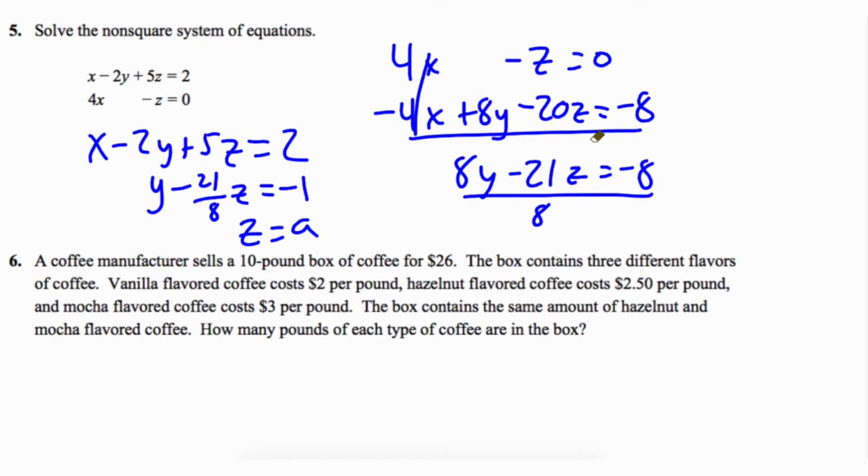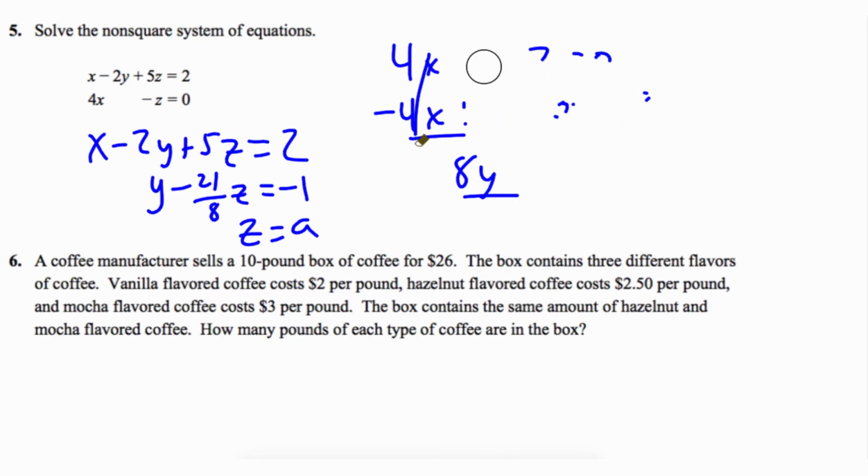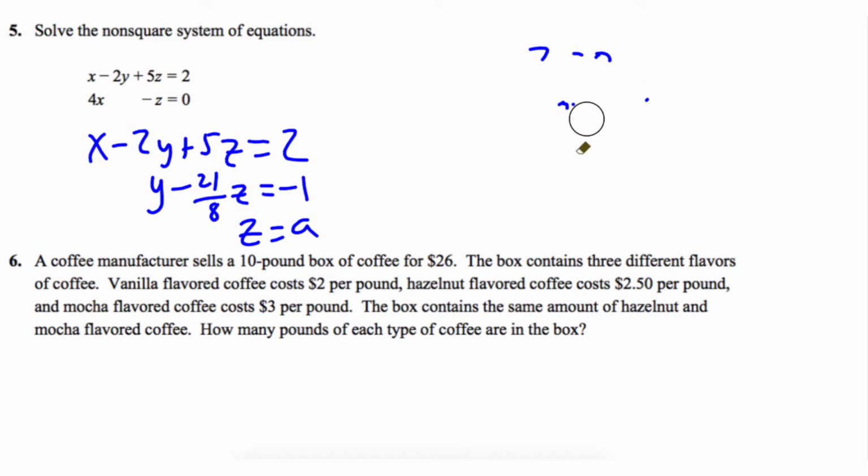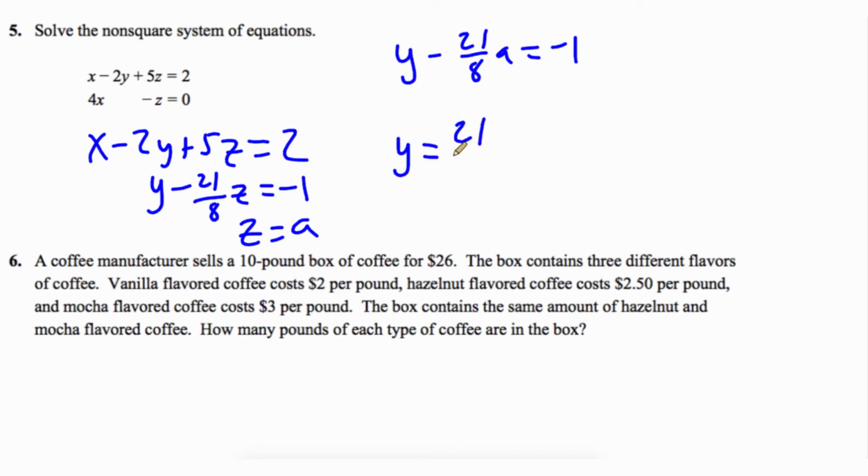Now I'm going to erase this stuff so I have a little bit more room to work, because now what we need to do is plug that a back in to find our y value and our x value. So if we go to our next equation up and fill in the a for our z value, we've got y minus 21/8 a equals negative 1. I'm going to add that 21/8 a over to the other side, so we get y equals 21/8 a minus 1.